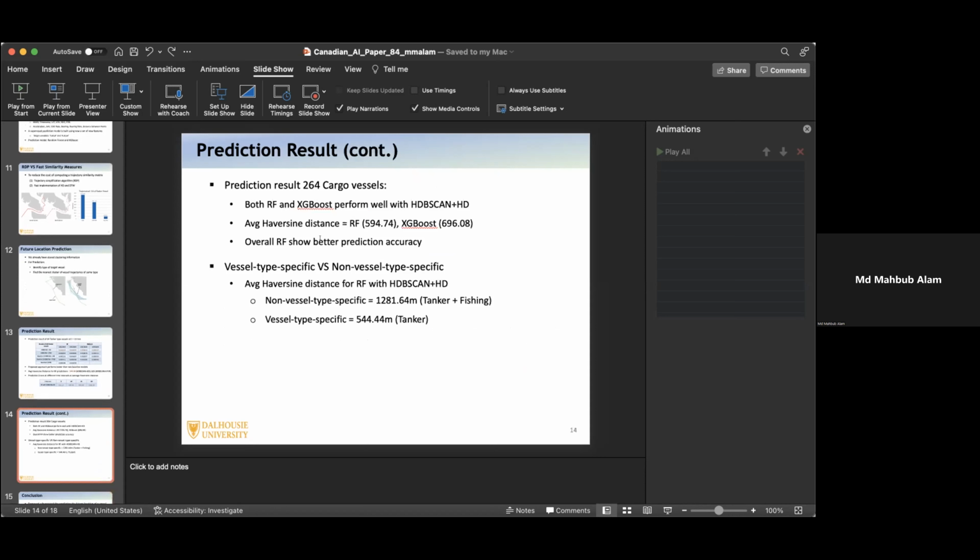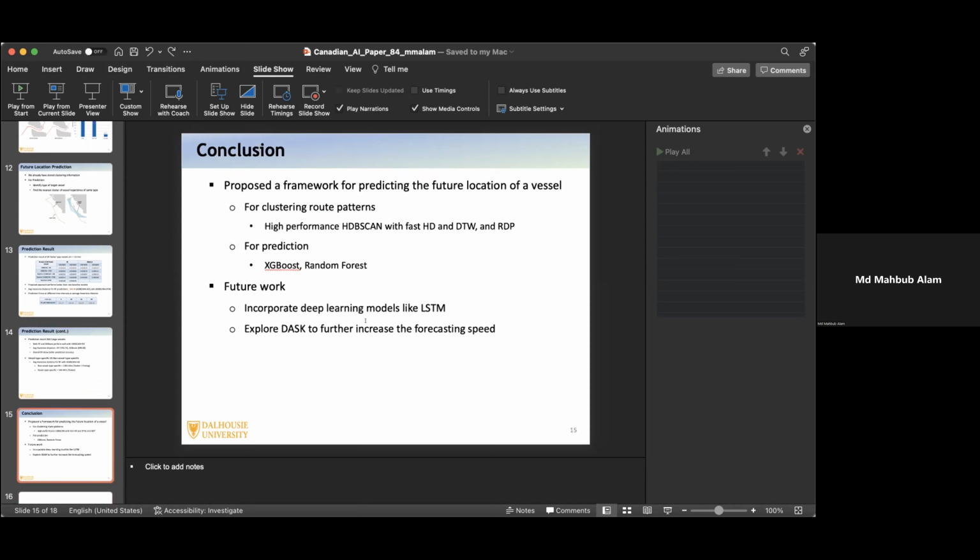We did the same experiment for cargo vessels, and we had the same results as tanker vessels. And finally, someone may ask about a non-vessel-type-specific model. So we also compared our results with non-vessel-specific models. For example, we combined the tanker and fishing vessel trajectories, and in that case, it was 281 meters, but in our case, it was 504 meters.